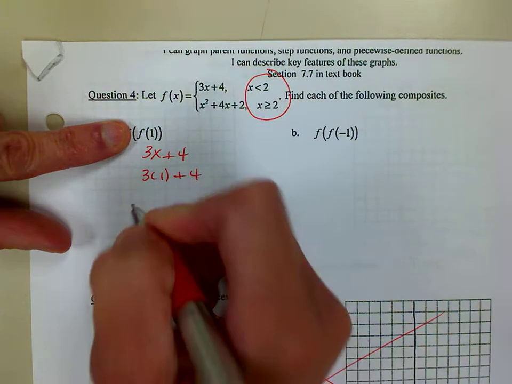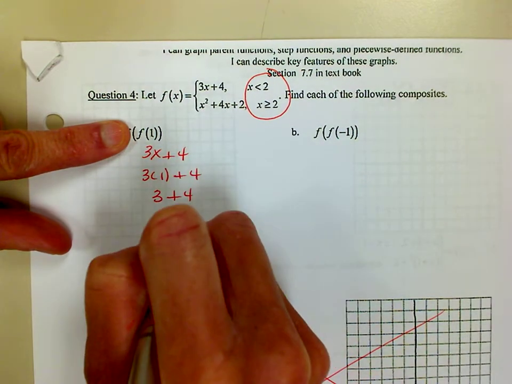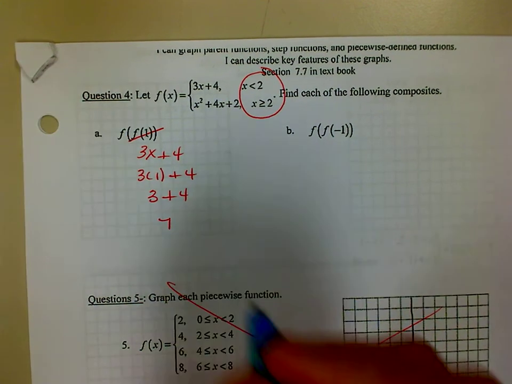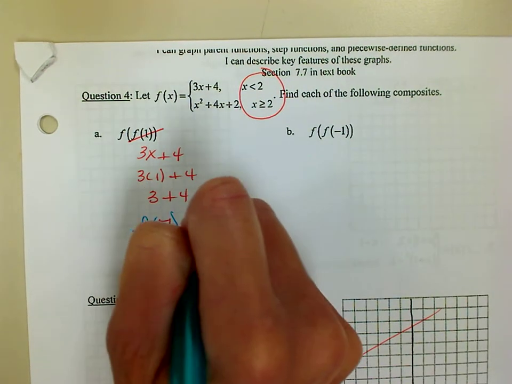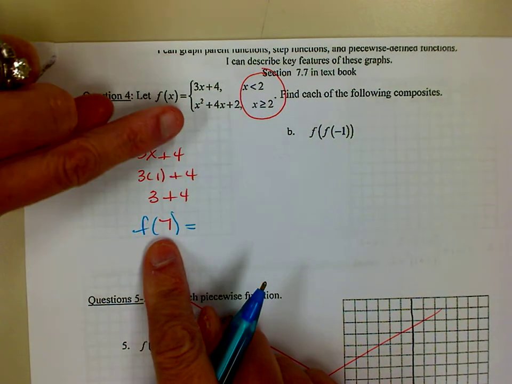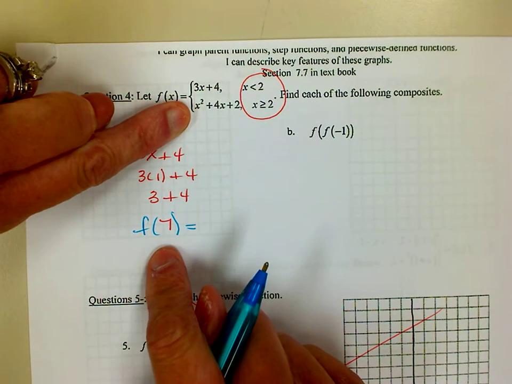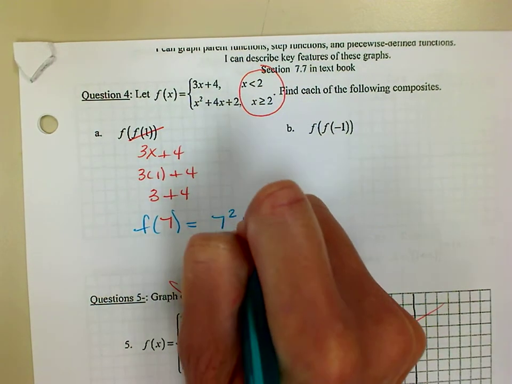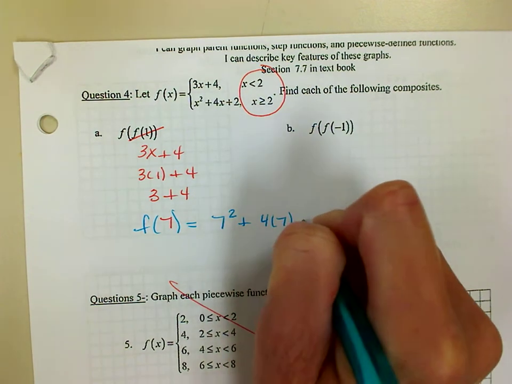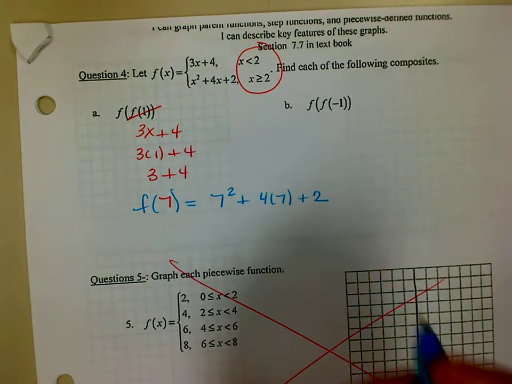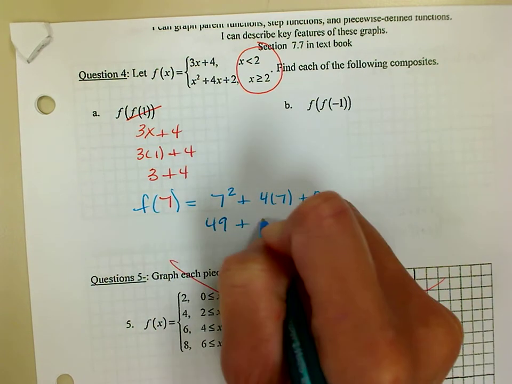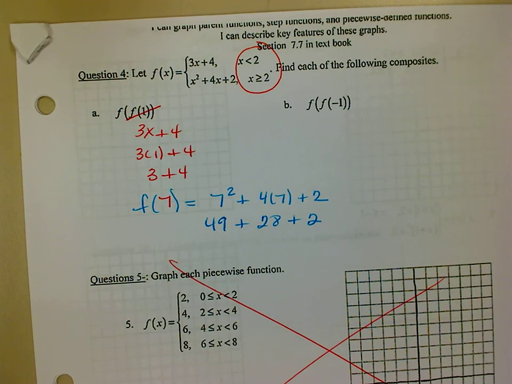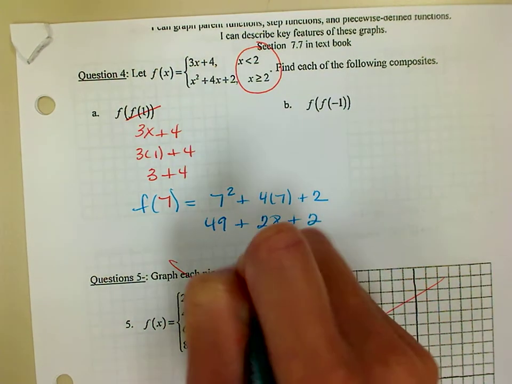That's going to give me 3 plus 4, which is 7. So all of that becomes 7. Well, now I have another f there, so I've got to do this again, but this time I'm going to put 7 in for x. I've got to use the bottom one this time because 7 is greater than or equal to 2. 7 squared plus 4 times 7 plus 2. So 49 plus 28 plus 2. If you add those all up from left to right, you get 79.